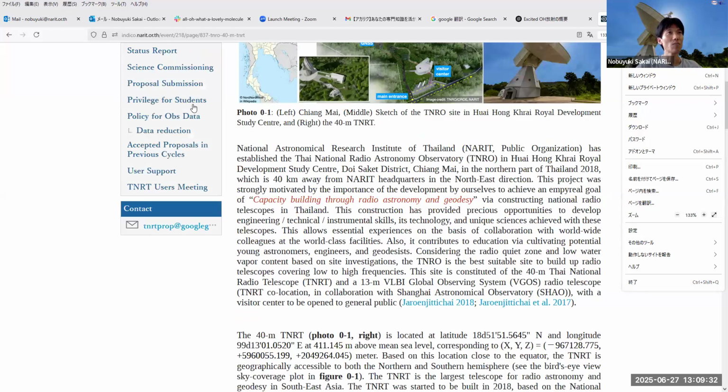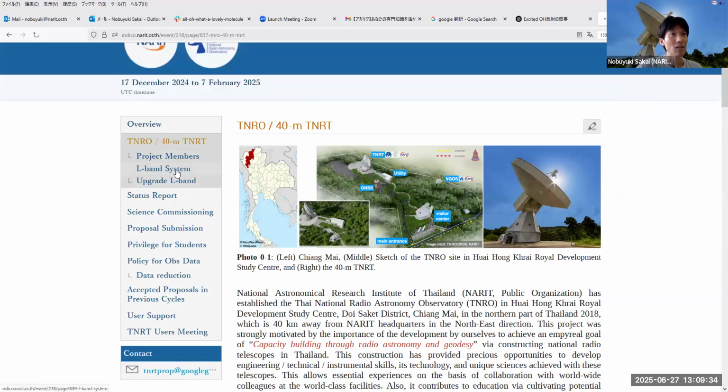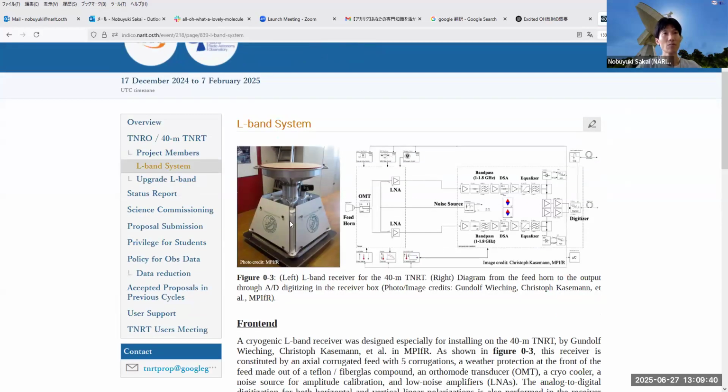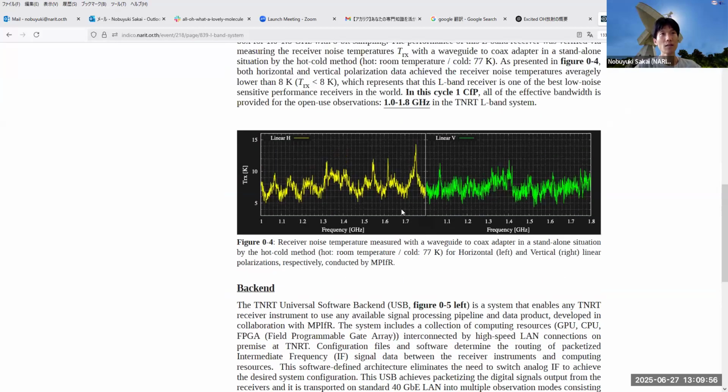Okay, let me show you one more slide. This is the L band receiver, developed by the Max Planck Institute for Radio Astronomy in Germany. And this is the diagram. We can see dual linear polarization signal paths, X pole and Y pole, I believe. And this receiver is pretty nice. The TRX is below 10 Kelvin along 1 to 1.8 gigahertz in both polarizations.